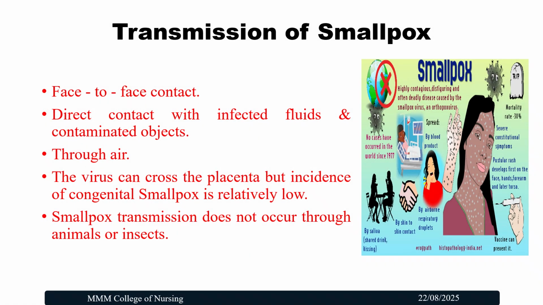Transmission of smallpox. How does smallpox spread from one person to another? The first is face-to-face contact, direct contact with infected fluids and contaminated objects, and through the air. The virus can cross the placenta, but the incidence of congenital smallpox is relatively low. Smallpox transmission does not occur through animals or insects.